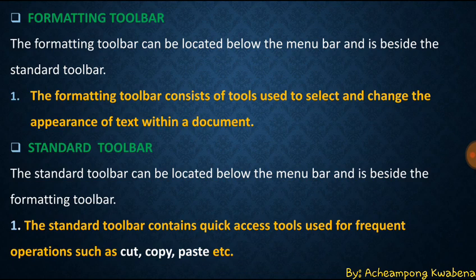At the next one, we have the standard toolbar. The standard toolbar can also be located below the menu bar and is beside the formatting toolbar. The function of this bar is that it contains quick access tools which can be used to perform frequently used commands or operations. So we have something like copy, cut, and paste on this particular toolbar.